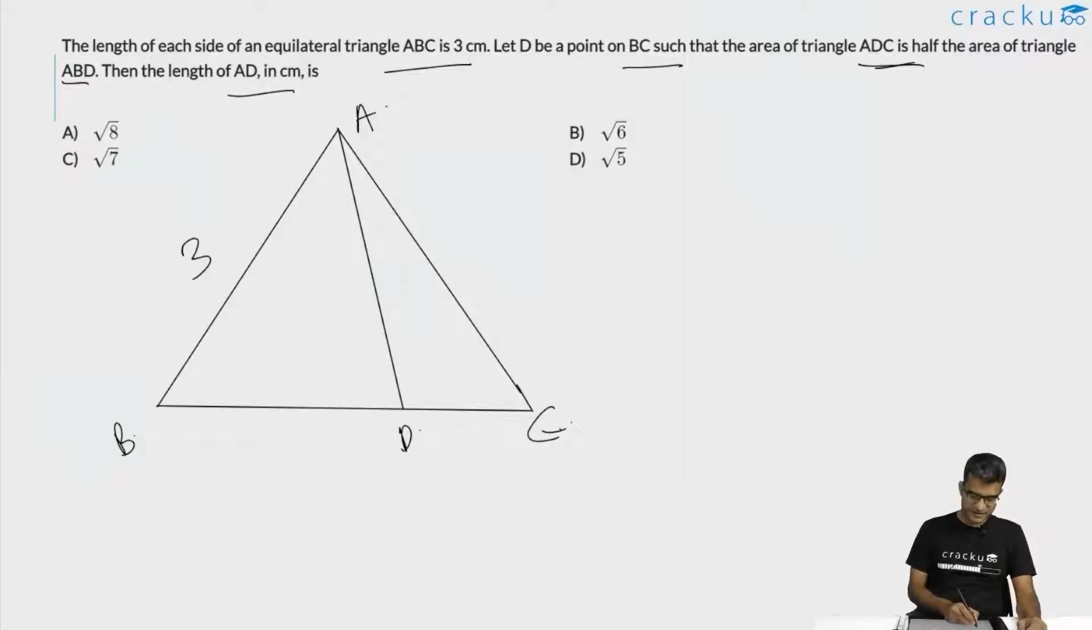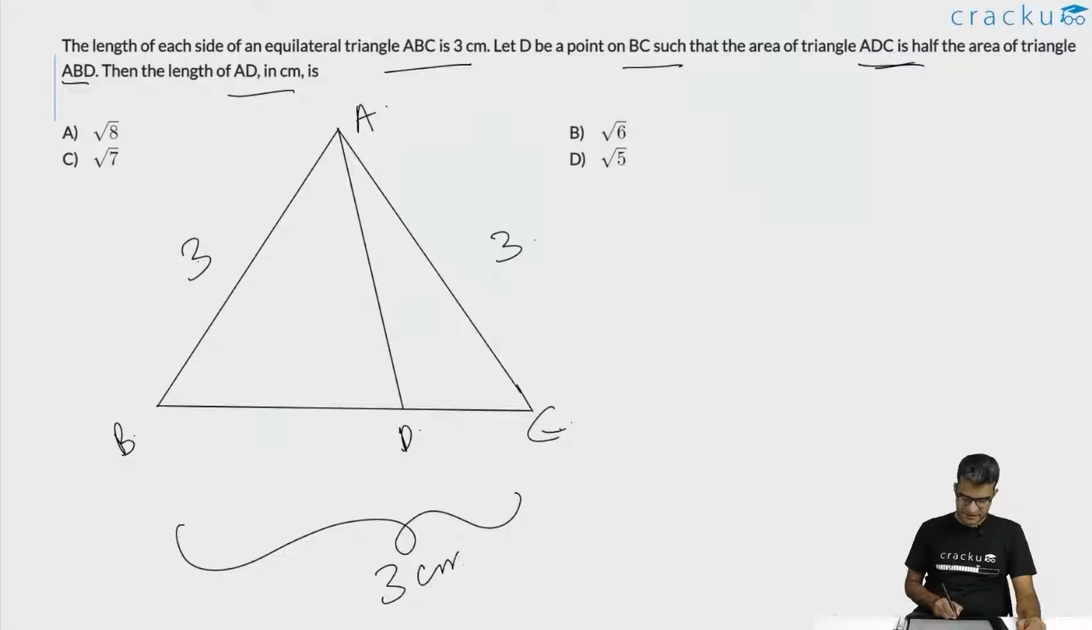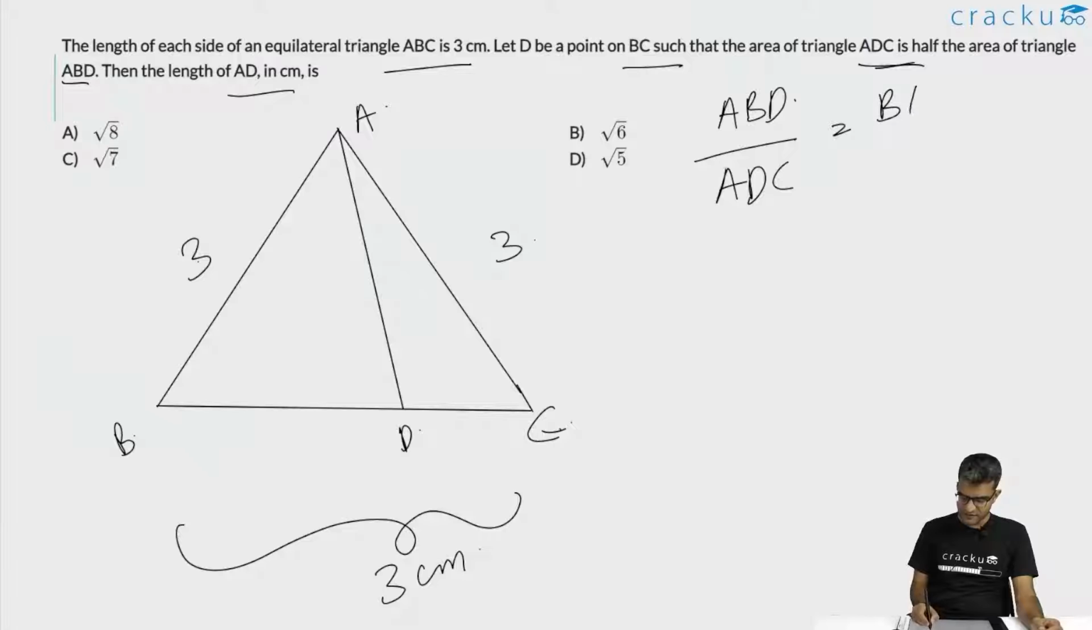How can we do that? This is 3 centimeters, this is 3 centimeters, and the length of BC is 3 centimeters. Now the ratio of the area of ABD to the area of ADC is equal to the length of BD by the length of DC, because the height of both the triangles will be the same. The height of both the triangles will essentially be the length of the perpendicular from A to BC.